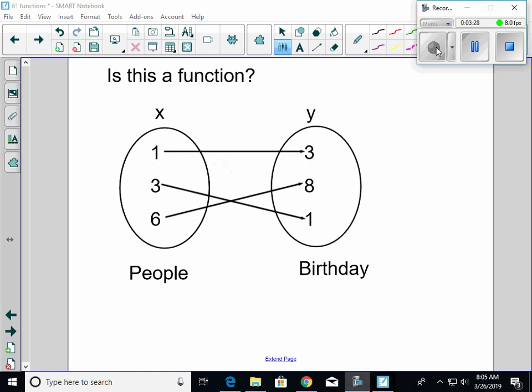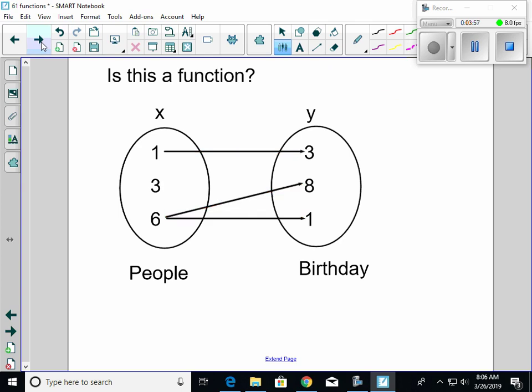Okay, let's look at 2 more of these diagrams together. Okay, so person 1 was born on the 3rd, person 3 was born on the 1st, and person 6 was born on the 8th. Is this a function? Yes. Each x value has only one y value. Each person has only one birthday. Each x has one y.